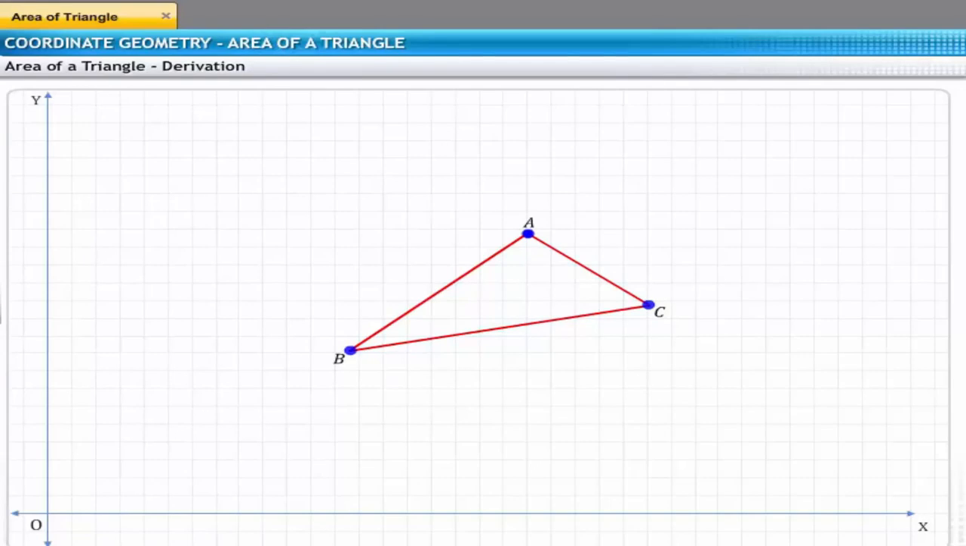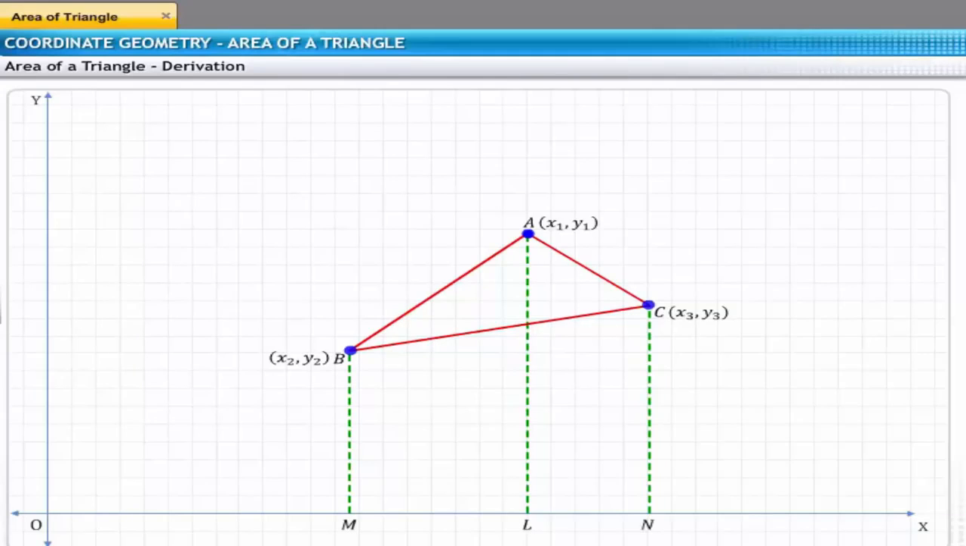The coordinates of point A are x1, y1. Point B are x2, y2. And point C are x3, y3. Let's derive a formula to calculate the area using these coordinates. Draw perpendiculars from the points A, B and C onto the x-axis. Mark the points where the perpendiculars meet the x-axis as L, M and N respectively.